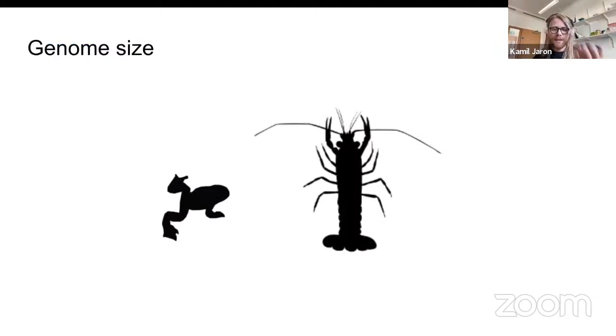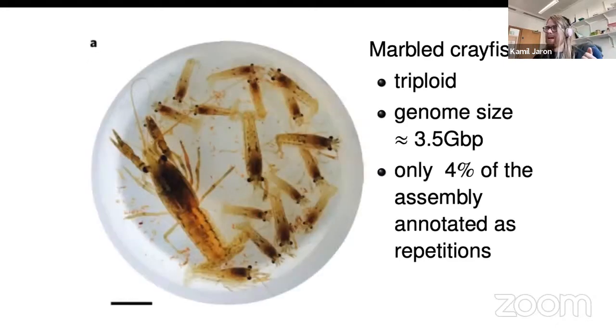I would like to get back a bit to the genome size. I don't know if all of you have managed to get all the way down in the manual on genome fitting, but there was a section that explained how you can actually get to the bottom of the genome size. And the way I learned about the importance of repetitive elements was on this crayfish. It's one of the quite well-studied organisms cytologically. So we knew it's triploid, and we also knew that the genome size is about 3.5 gigs.